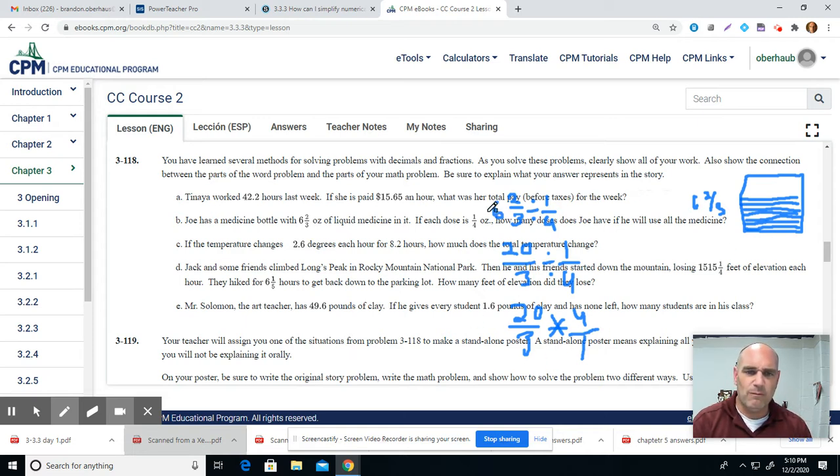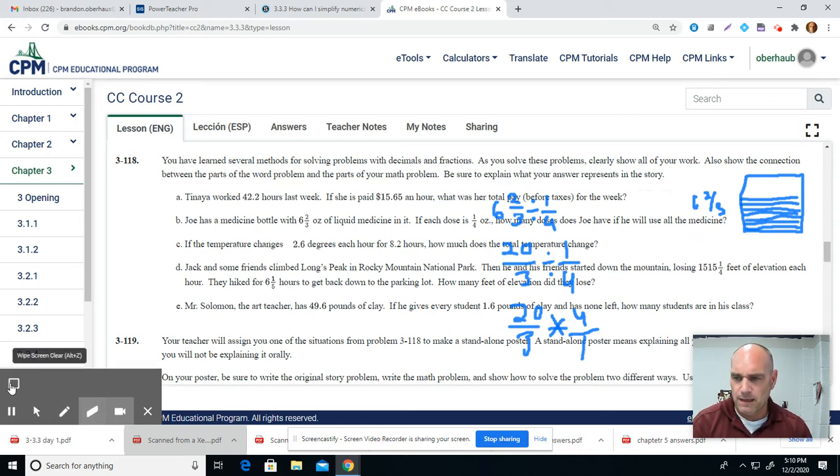But it's a division problem because we're taking this whole bottle of medicine and we're breaking it up into equal pieces. Every piece is going to be 1/4 of an ounce. Anytime we break things up in equal pieces, it's a division problem.